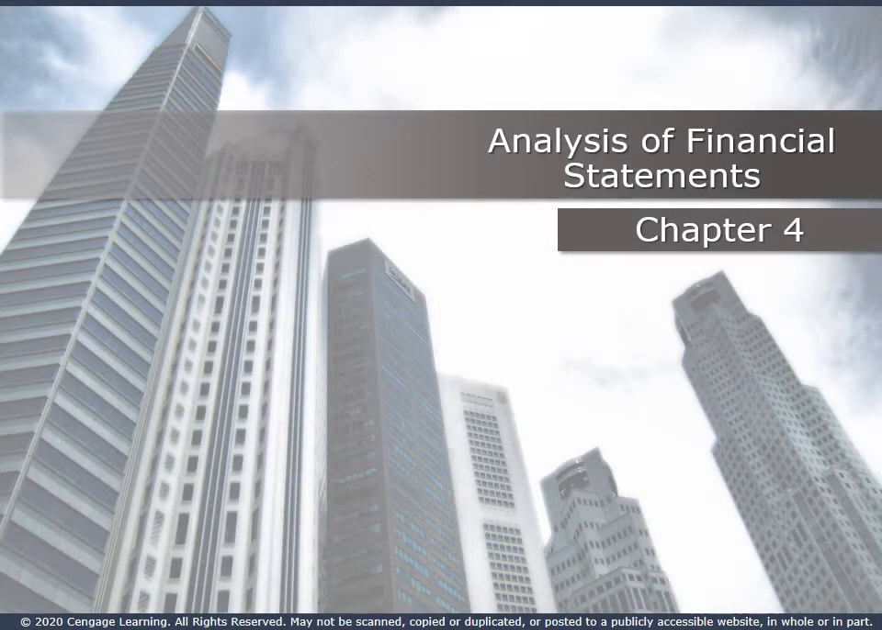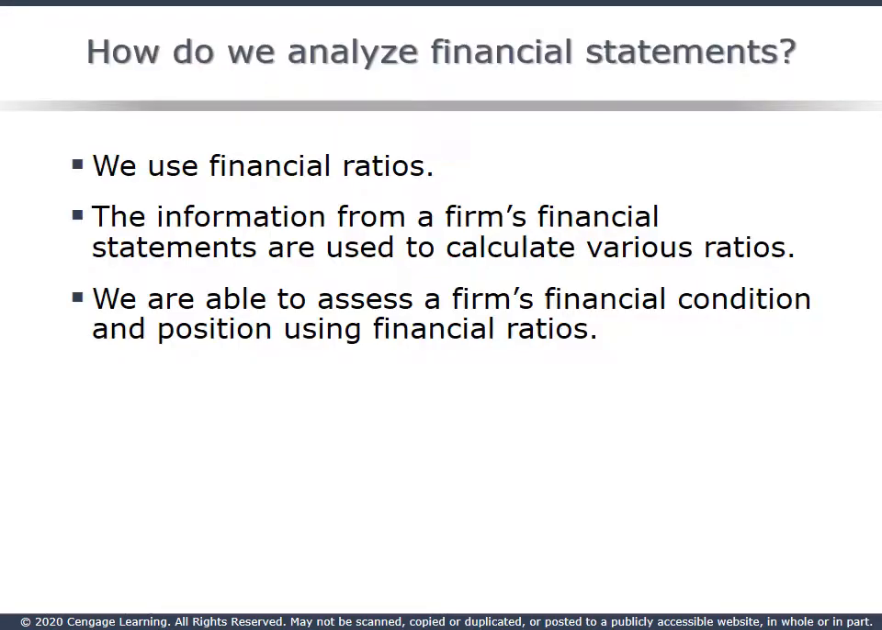Chapter 4, Analysis of Financial Statements. How do we analyze financial statements? Well, we are going to use financial ratios, and we are going to extract the information from our firm's financial statements. So that's why in Chapter 3, we spent so much time going over the various financial statements. The information from those statements will be used to analyze the firm's condition and performance. And we'll do that by calculating financial ratios.